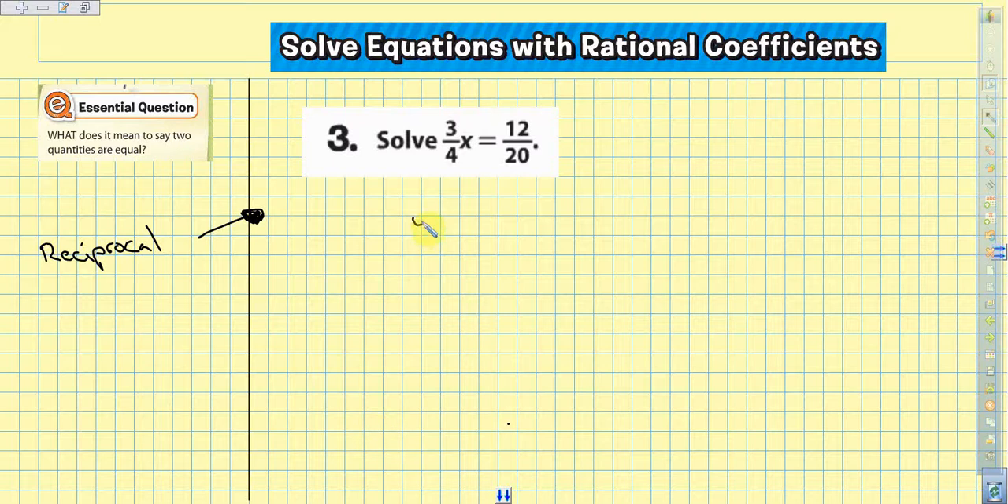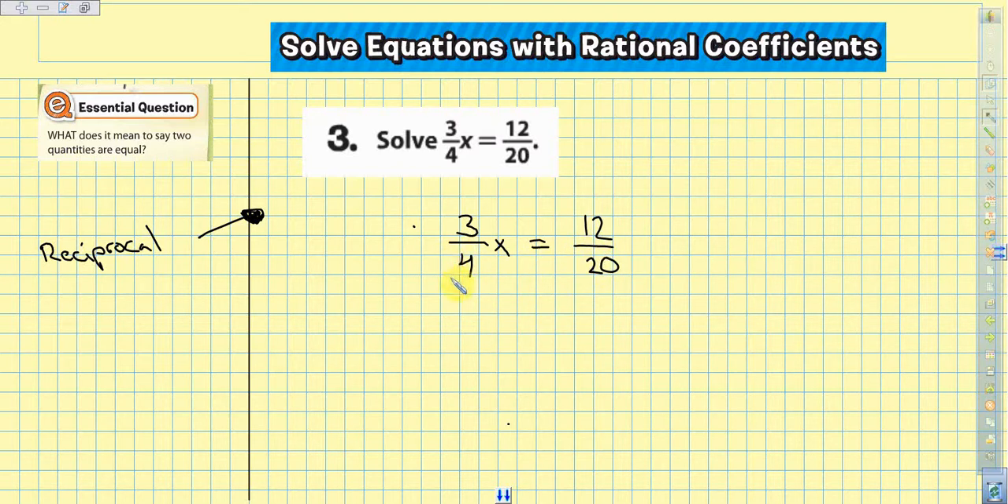Okay, welcome back here. So we have example number 3. Example number 3 is our first introduction with fractions and equations. And so we have this 3/4 x, or 3/4 times x is equal to 12 over 20.